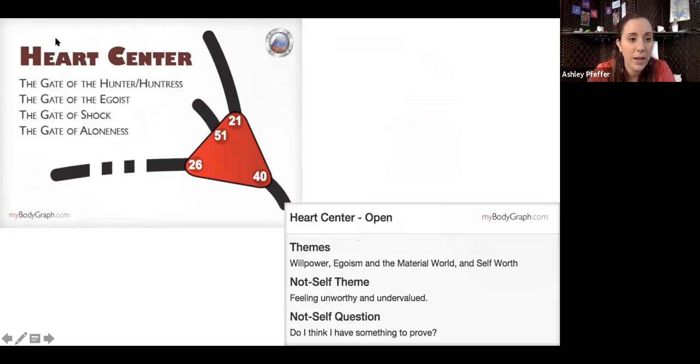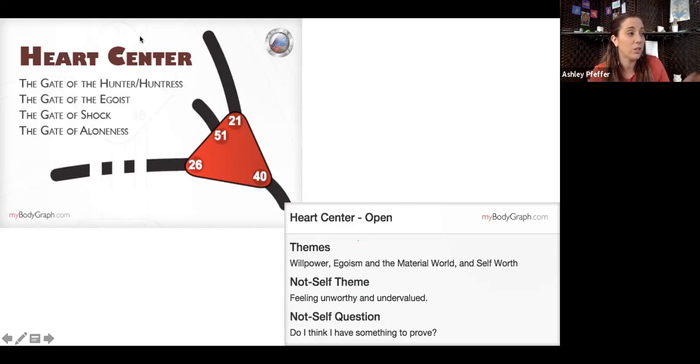Okay, the next one is the heart. Willpower, motivation. The not-self theme here is feeling unworthy, undervalued. This one's a big one for people. When this is open, it's tough because there's a lot of worthiness stuff that comes up, because this world we're in is changing. We're not staying in this masculine hustle, workaholic, driven society anymore. We're kind of moving back into the feminine, where there's a lot of being and naturalness and creativity happening.